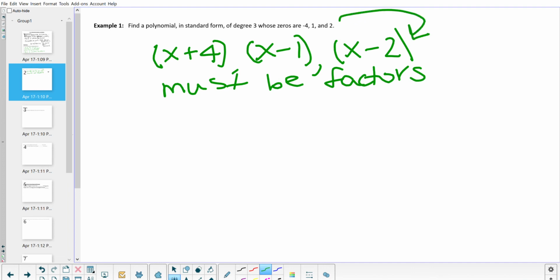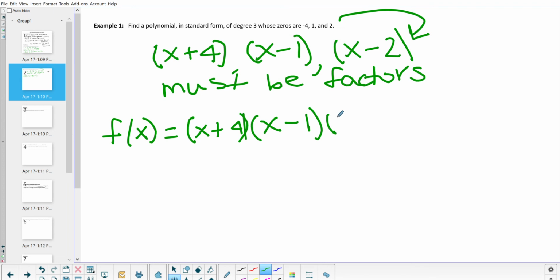So then to find a polynomial in standard form, I am going to have to do some FOILing and distributing, because this polynomial in factored form would look like this. And it doesn't actually matter the order that you write these, because multiplication is commutative. Okay, so we have this would be the polynomial in factored form, but it does say standard form. So guess what? We got to get some practice with distributing. So it doesn't matter which two you pick to FOIL first. I might just go ahead and FOIL these two.